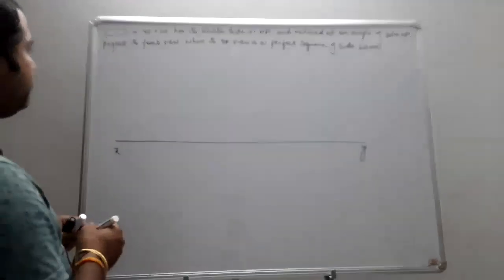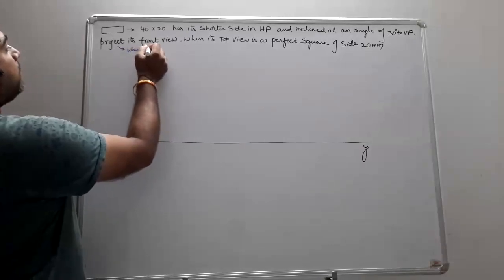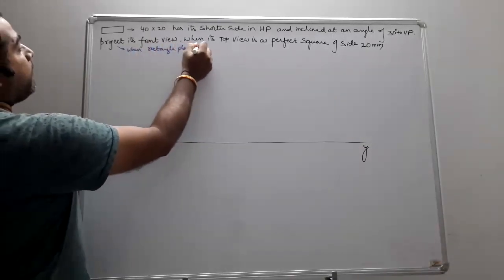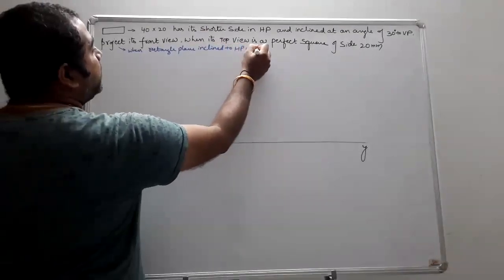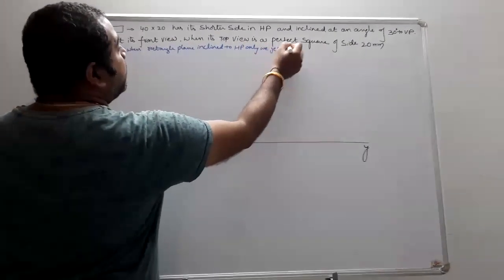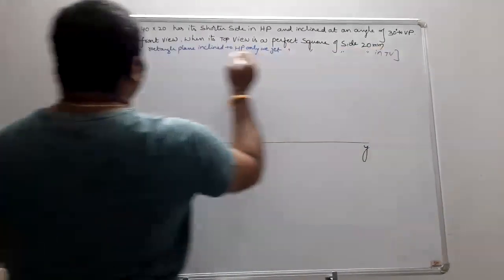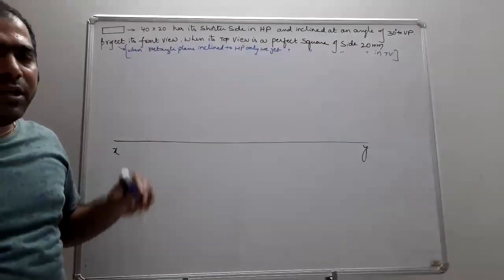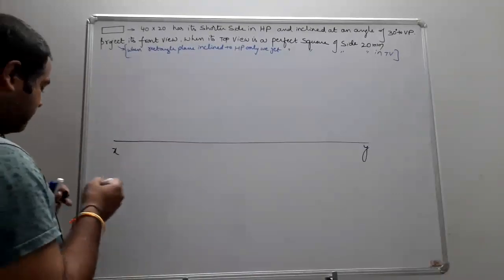You just see here, this was the point. When the rectangular plane is inclined to HP only, we get a perfect square of side 20 in the top view. When the rectangular plane is inclined to HP, then only we will get the perfect square of side 20 in the top view. Okay, so the top view is the true shape and size. Then we know that.